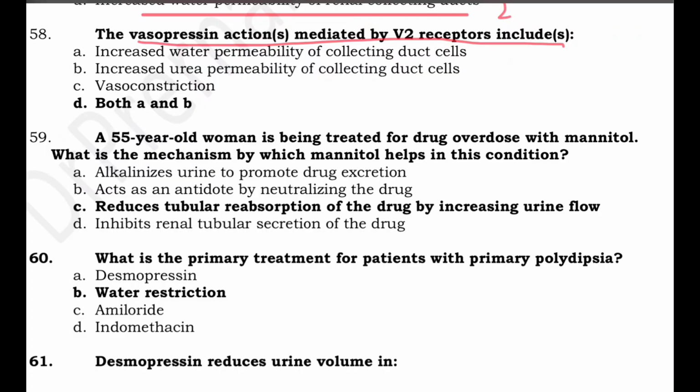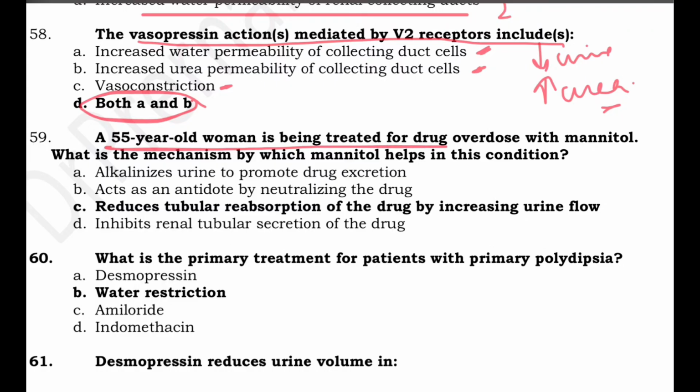Vasopressin action mediated by V2 receptors: it increases water permeability of duct cells, it increases urea permeability, it causes vasoconstriction, both A and B. So it binds to the V2 receptors, increases the aquaporin channels in the apical membrane and increases water reabsorption, so there is a reduction in the urine volume. It also increases the urea permeability in the terminal part, which in turn augments the medullary hyperosmolarity. So the correct answer here is A and B.